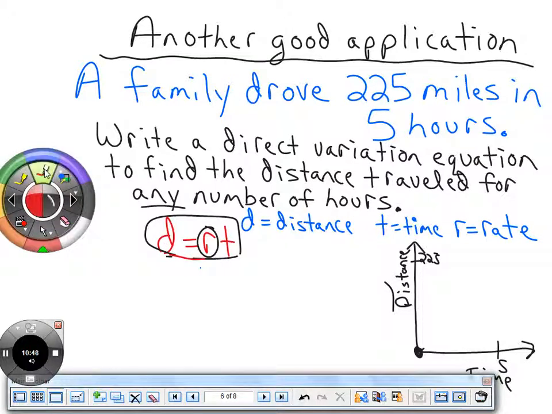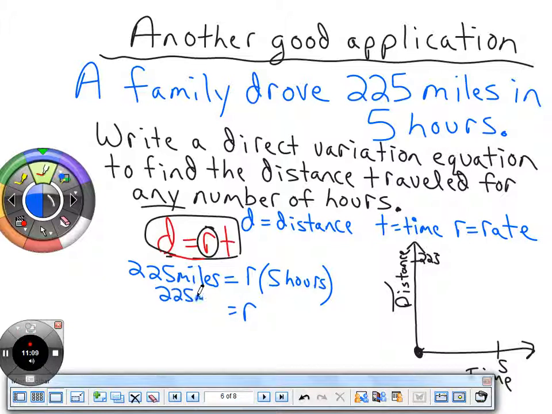Well, let's plug in what we know. We know the distance, right? So we know 225 miles. And let's go ahead and plug in the time. We know the time is 5 hours. So we can put that in there. And then we can solve for the rate. So the rate equals 225 miles divided by the 5 hours. And so that means that the rate is, and when we divide that, I think we get 45 miles per hour. So that's how fast they're going.